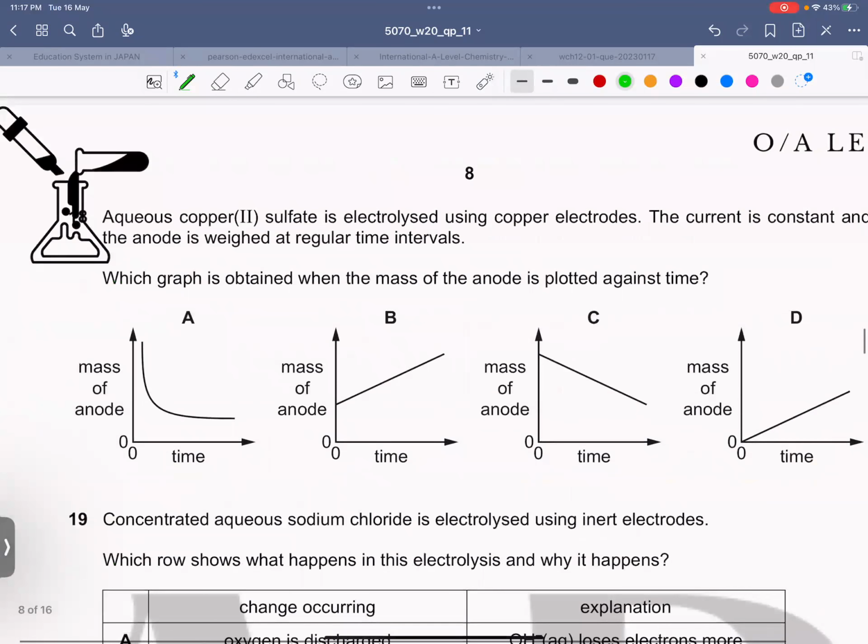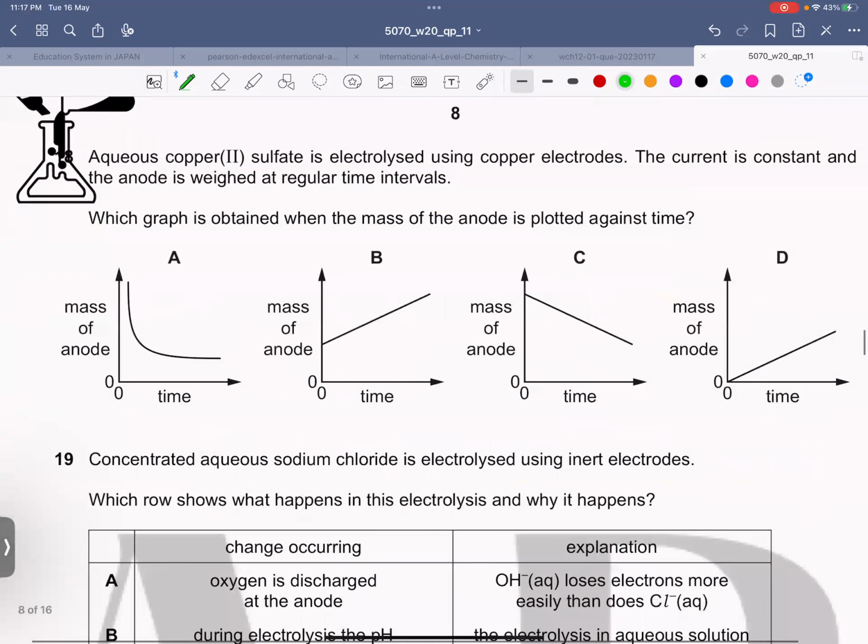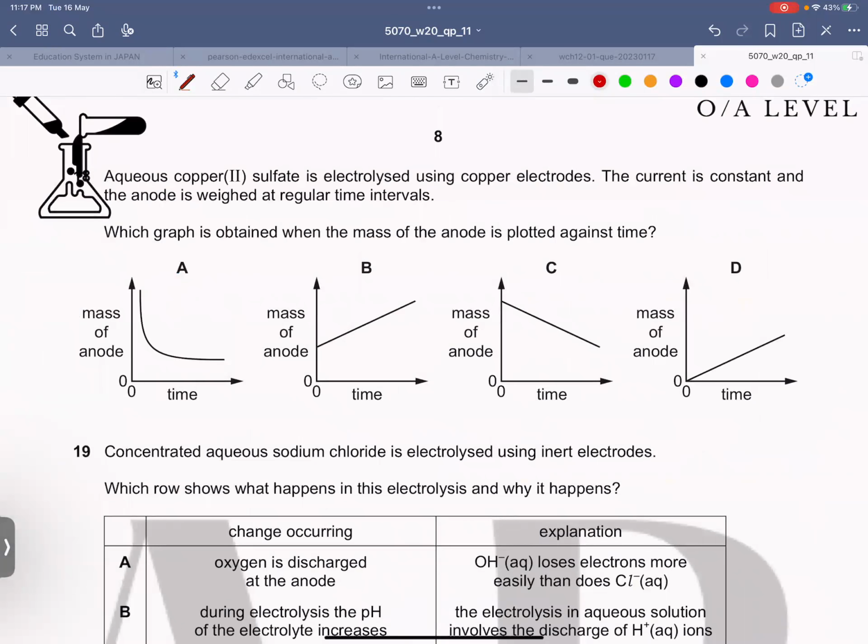Now question number 18. Aqueous copper(II) sulfate is electrolyzed using copper electrodes. The current is constant and the anode is weighed at regular intervals. Which graph is obtained when the mass of the anode is plotted against the time? So the anode is the one which undergoes oxidation. So the anode normally dissolves. What happened to the anode in these cases? The anode dissolves, so the mass of the anode would continue to decrease.